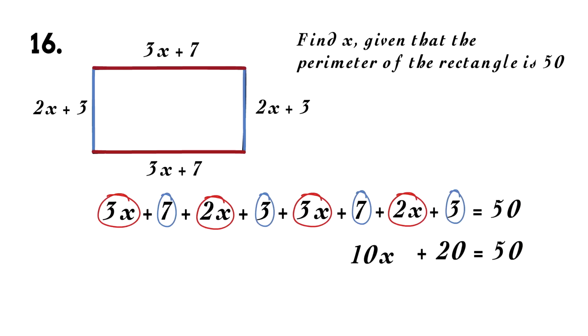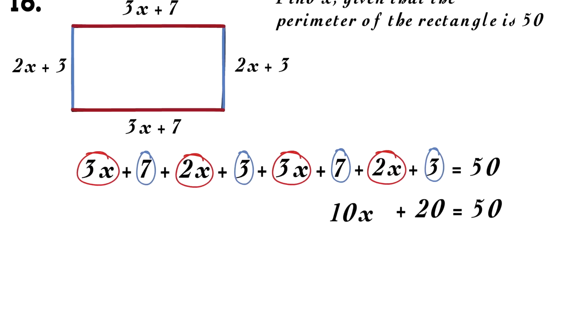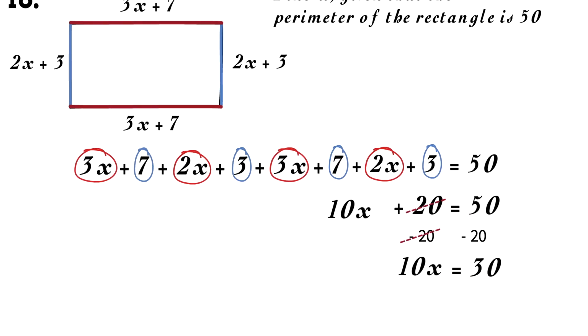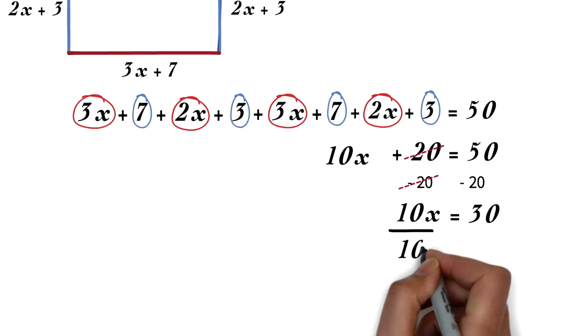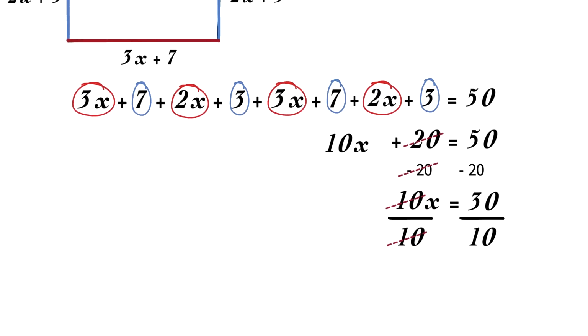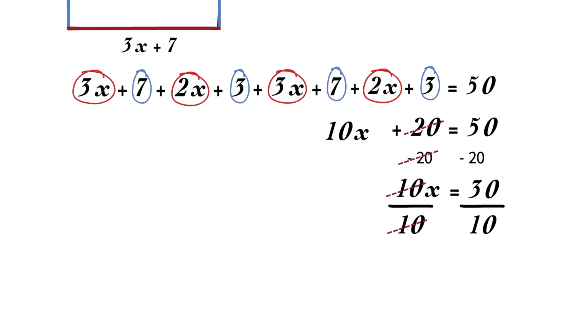We have a two-step equation here, which you should be very familiar with how to solve. You can check out our video on equations if you need help. Subtract 20 from both sides. The 20 will cancel out. 50 minus 20 is 30. Now we have 10x equals 30. We can divide both sides by 10. The 10 will cancel out. 30 divided by 10 is 3. So we have x equals 3.